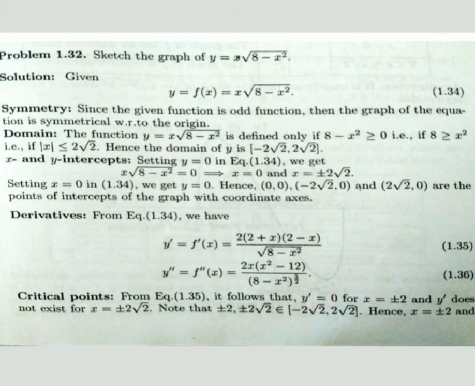So x square is equal to 8, we can say that x will be 2 times square root of 2. Hence the domain of y is minus 2 root 2 to plus 2 times root 2. The x and y intercepts will be 0 and plus or minus 2 times root 2.